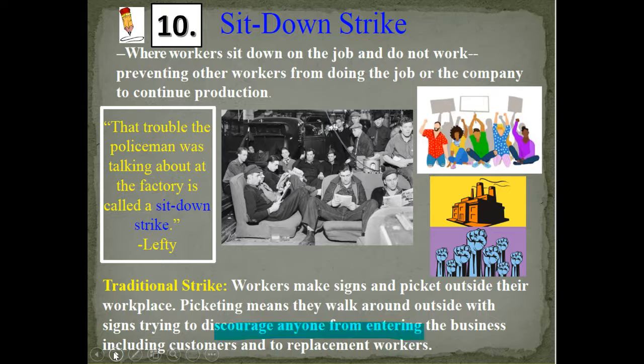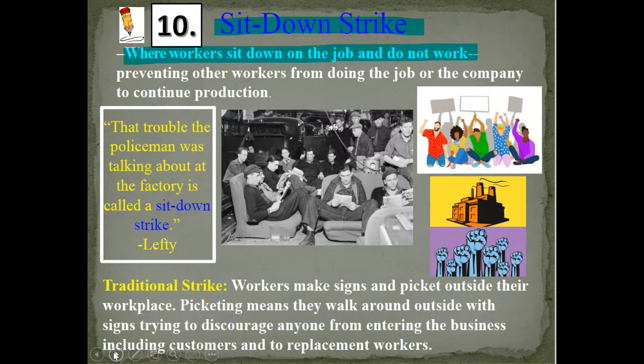All right, number 10, sit down strike. Here's a picture of men at a car manufacturer, and they're doing a sit down strike. It's where workers sit down on the job and do not work, preventing other workers from doing the job or the company to continue production. So they sat down and refused to work, and this also made it so that other people couldn't replace them. It's called a sit down strike.